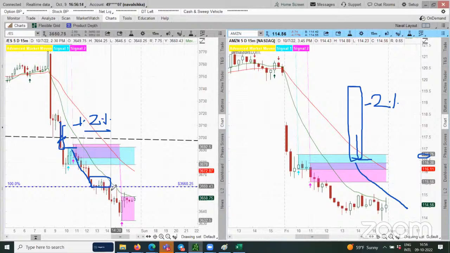Now, this is what you need to observe: if it is holding after consolidation, it usually gives up. If it has to bounce, you will see green candles on the higher side. But in this case, it was making a bear flag and went down, and that's it.